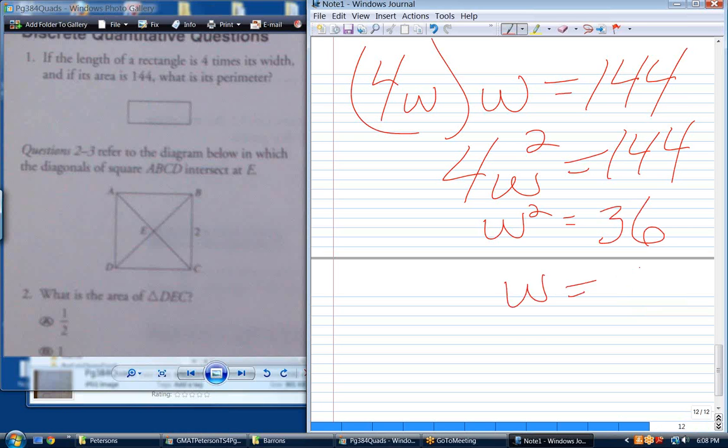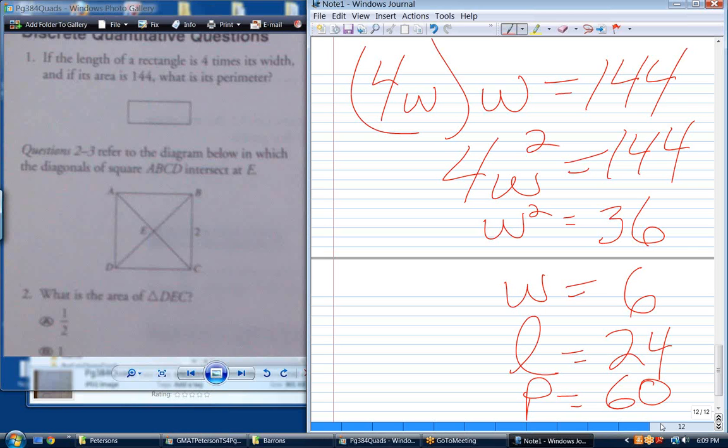Okay, which makes L what? 24. Which makes the perimeter what? Notice that it's easier to add W to L and multiply by 2 than it is to multiply this by 2, multiply that by 2, and add the two numbers together. You see why? Because 6 and 24 is a perfect 30. Yeah, I just said 48 plus 12 in my head. Okay, and it's good. 60. So 60 is the perimeter.